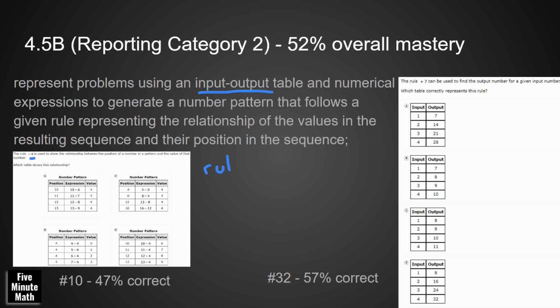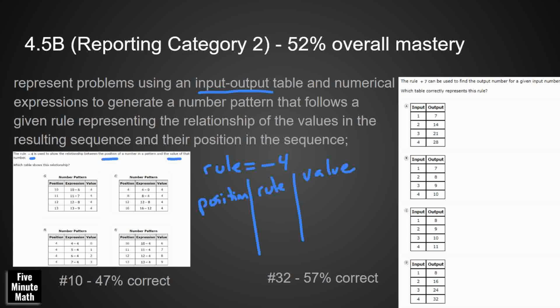Rule equals minus 4. Now, this is a three-part. You notice our tables over here are three parts. There's the position, and then there's the expression, and then there's the value. So the rule is between the position and the value. Okay, so I've got my position, and I've got my rule, and I've got my value, right?